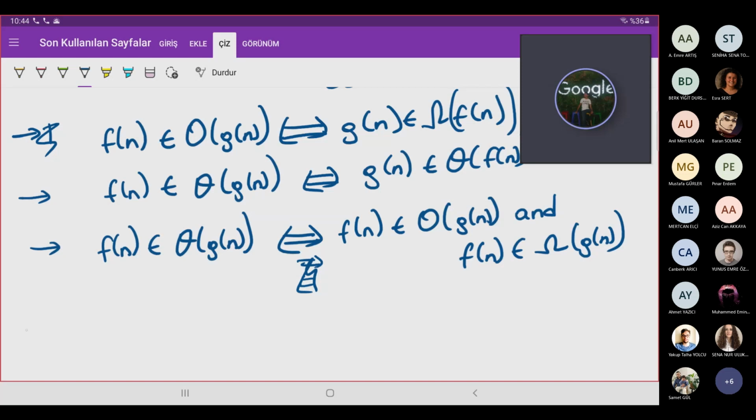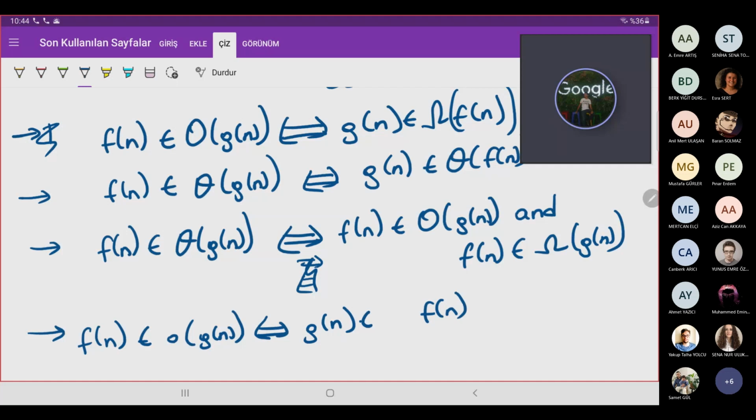So another property is that f(n) is in little o of g(n) if and only if, what can I say now for the relation between g(n) and f(n)? g(n) is in which complexity class of f(n)?